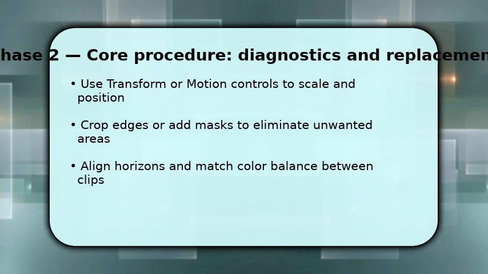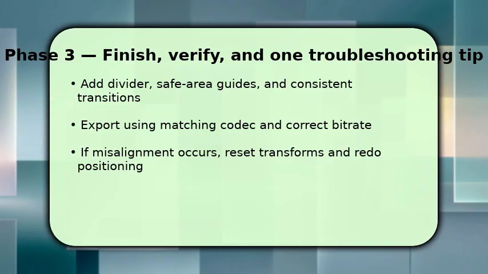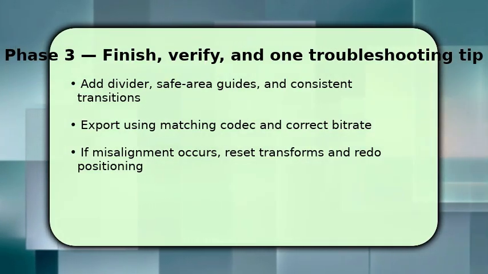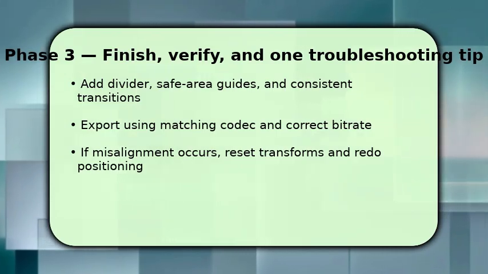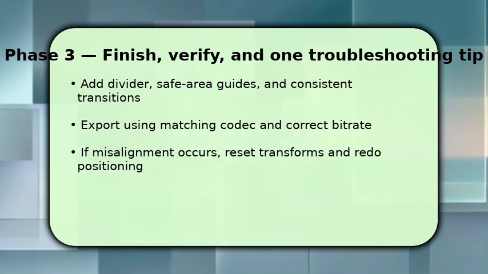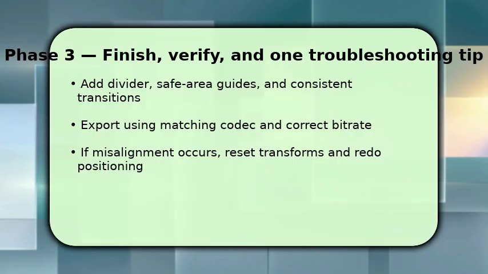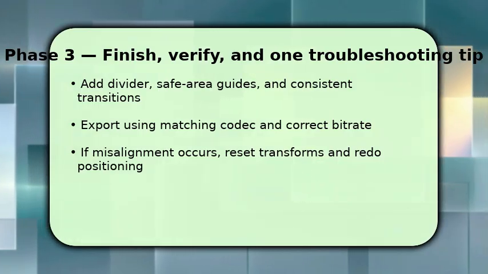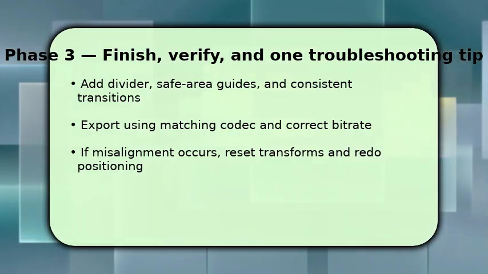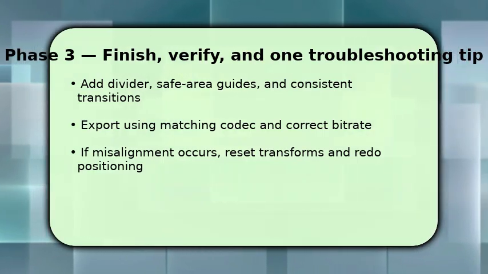To finalize, add a thin divider and safe area guides, then preview at full resolution to check alignment and motion. Export using the timeline's matched codec and a reasonable bitrate to avoid artifacts. This preserves edge clarity. If you notice misalignment or jitter, stop the export, reset transforms for both clips, and reposition using numeric values for exactness. This fixes subtle offsets. Finally, render a short segment to confirm everything plays smoothly.